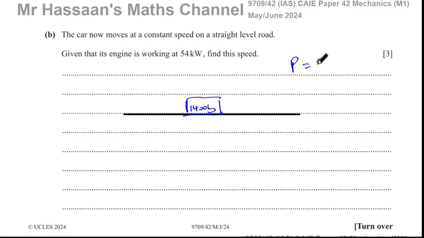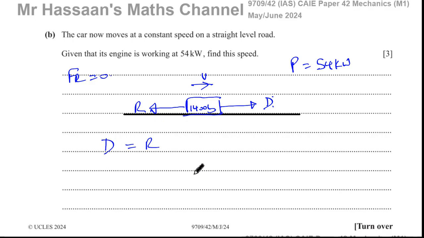Okay, but now the engine is working. The power of the engine is 54 kilowatts. So now the driving force, we're going to find the speed. We've got driving force, and now we've got the resistance to motion. Now it's going at a constant speed. Okay, so the resultant force again is equal to 0.